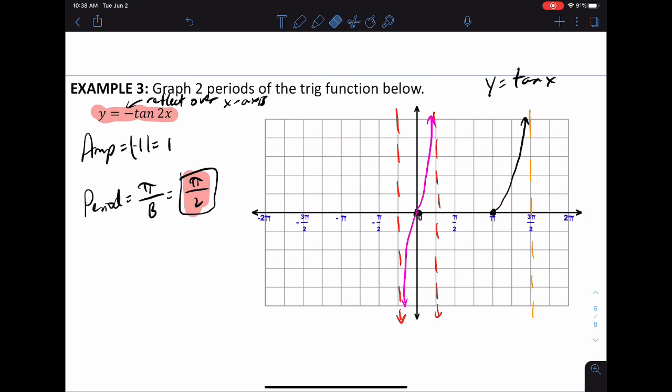So let me erase this. The next one just repeats itself, so the next asymptote will be here. You'll have a dot right in the middle of the asymptotes. But I forgot one thing, I forgot about the reflection. So it's going to look like that, just reflected over.